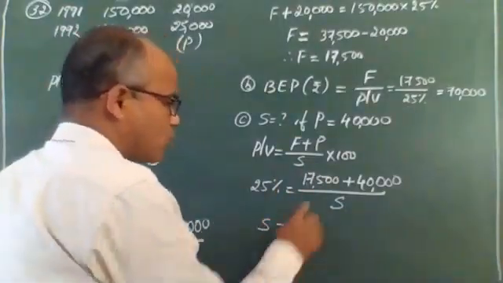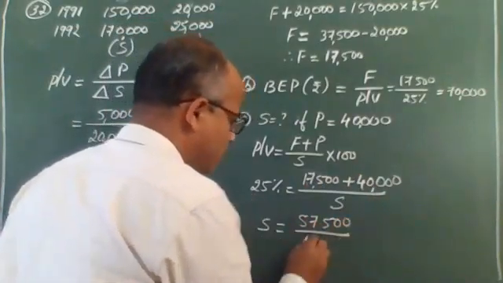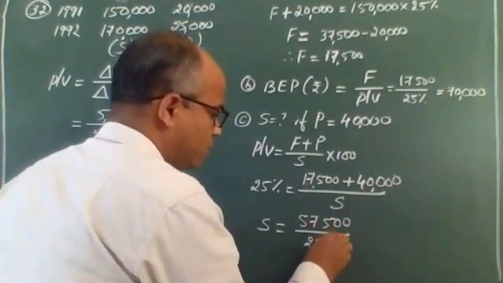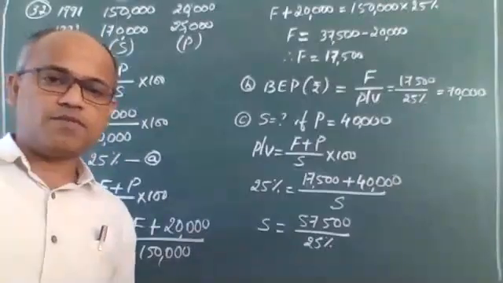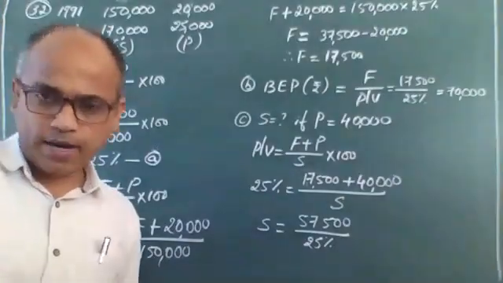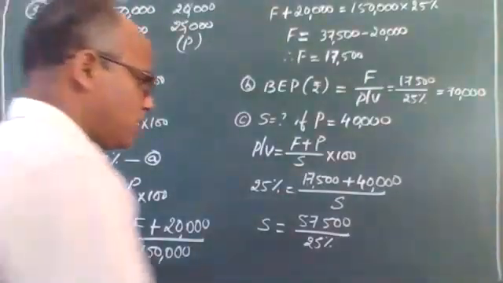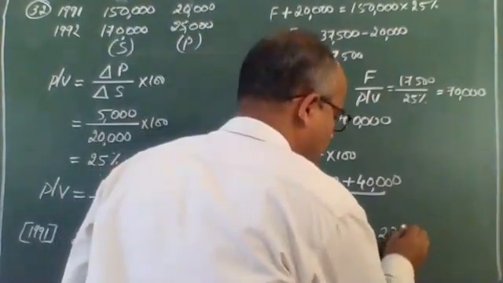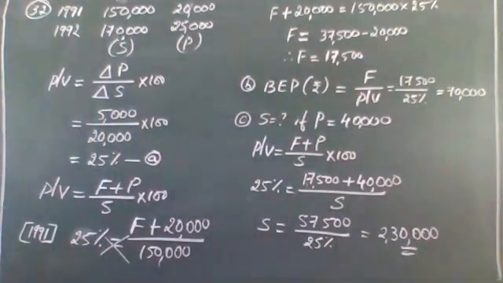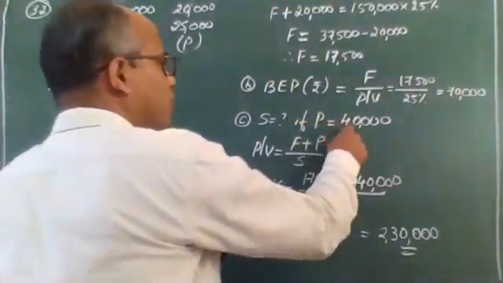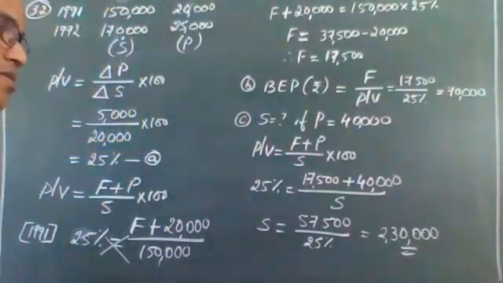Therefore, sales is equal to 17 plus 40, which is 57,500, divided by 25%. So in your calculator, 57,500 divided by 25% gives you the answer. The answer should be rupees 2,30,000. So that is the C bit: if you want a profit of 40,000, then you should sell rupees 2,30,000. That should be your sales.